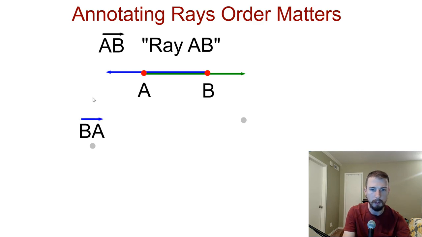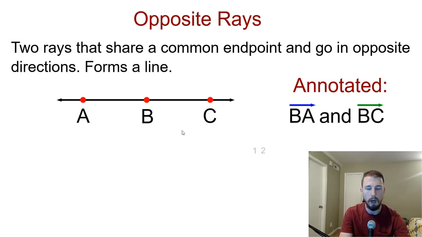All right, so it can be a little tricky, but that's really important. The green one would be referred to as ray AB, and the blue one would be ray BA, because again, we always start at the endpoint, and then the second one tells us the direction that we're going. Opposite rays. So opposite rays are two rays that start at the same endpoint, and they go in opposite directions. And they form a line when we add them together, okay?